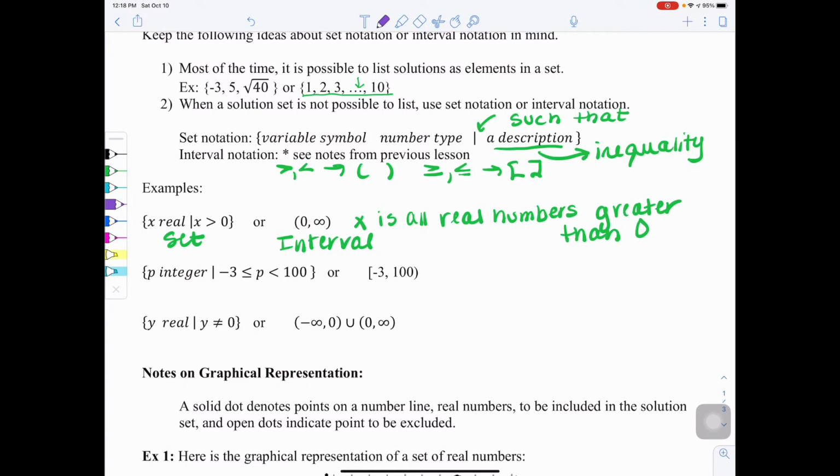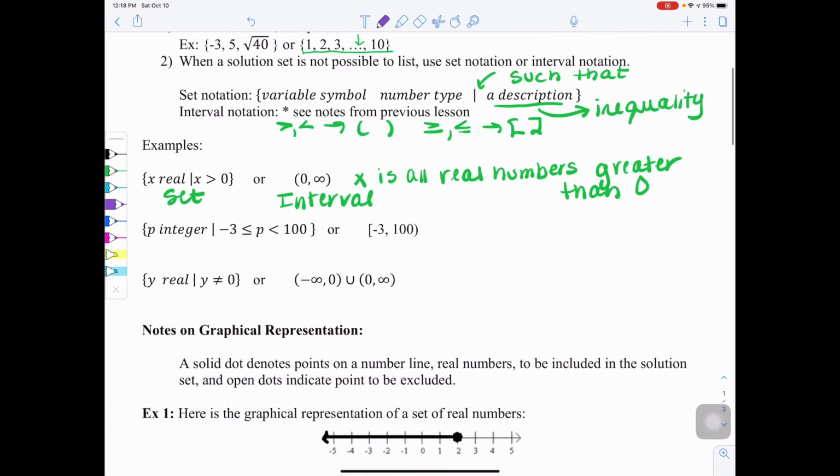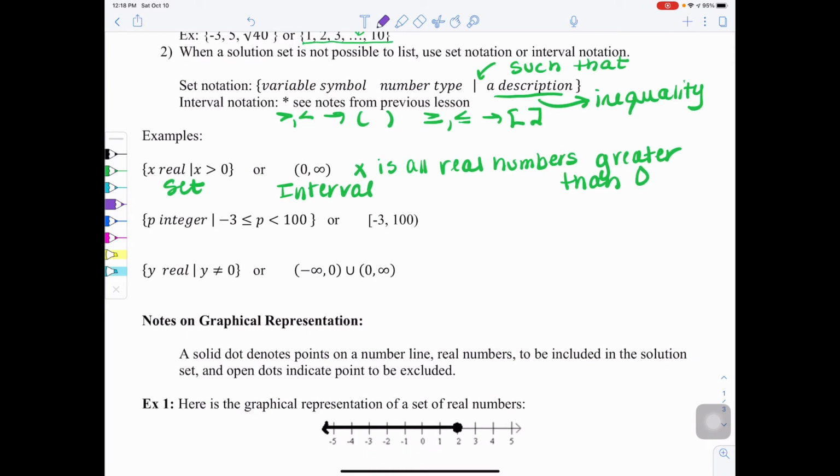Next, we have p integer such that -3 is less than or equal to p is less than 100. In interval notation, that's -3 with a bracket around it because it was included with this symbol, and then 100 with parentheses around it because 100 is not included. Again, set notation on the left, interval notation on the right.